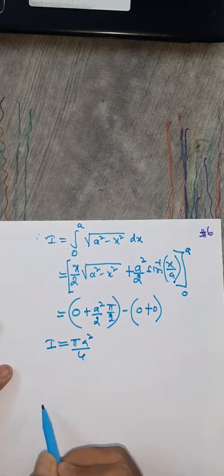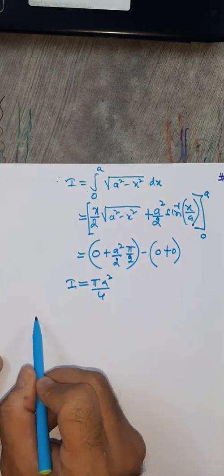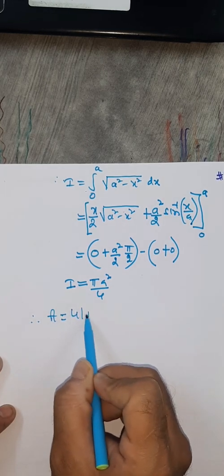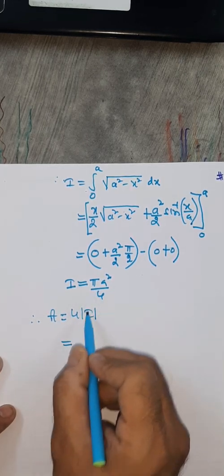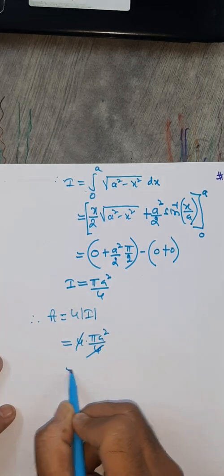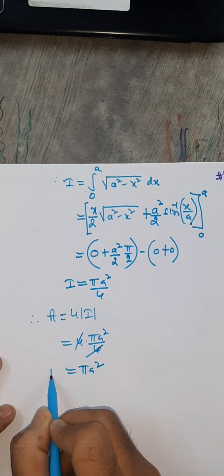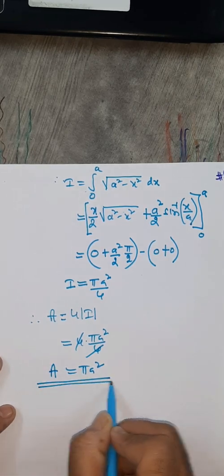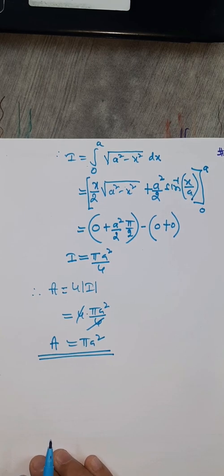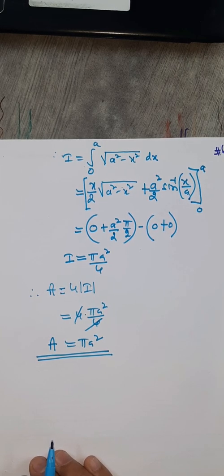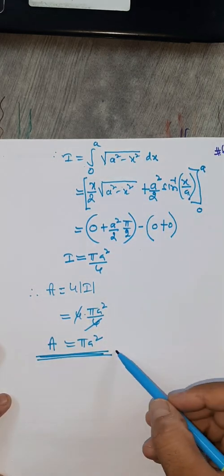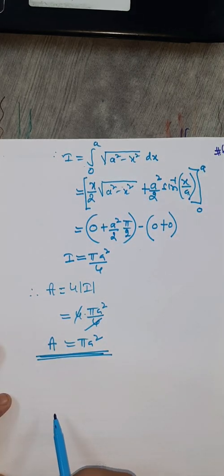This is I, remember. And therefore, area equals 4 times modulus I. This is positive, so the 4 will get cancelled with pi a square by 4. So you will get pi a square. That is what you had expected. This is the first instance where we are proving the area of some standard curve. Circle का area आपको पता है, pi r square. Here you have proved it with the help of integration.